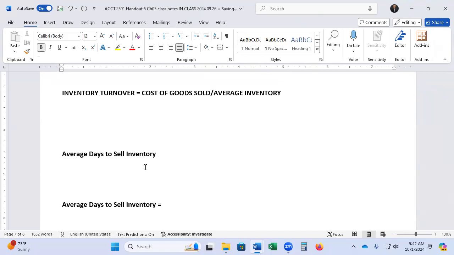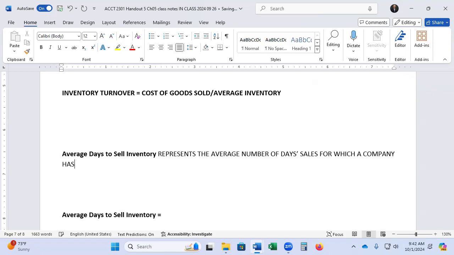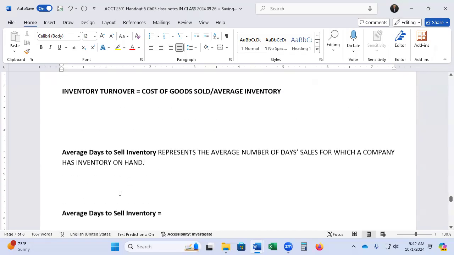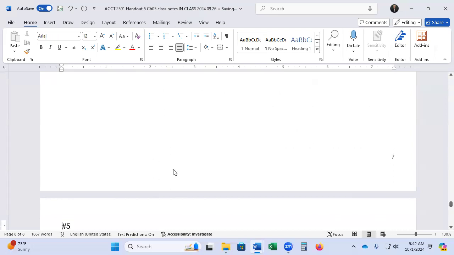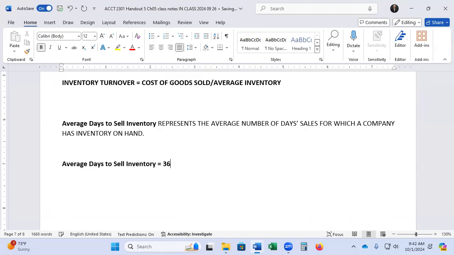Average days to sell inventory represents the average number of days' sales for which a company has inventory on hand. And so the average days of inventory equals 365 or 360 divided by inventory turnover.